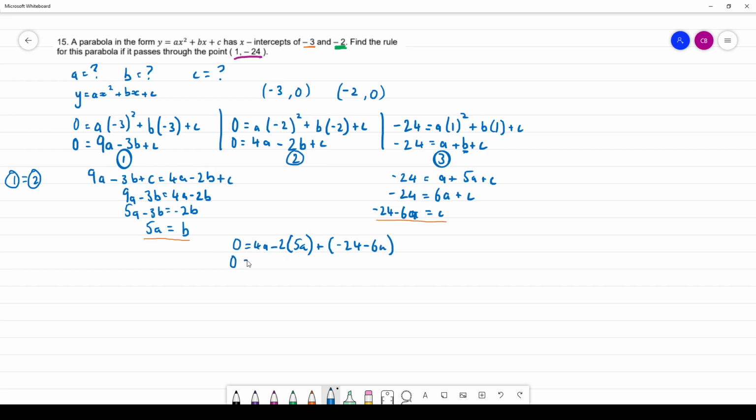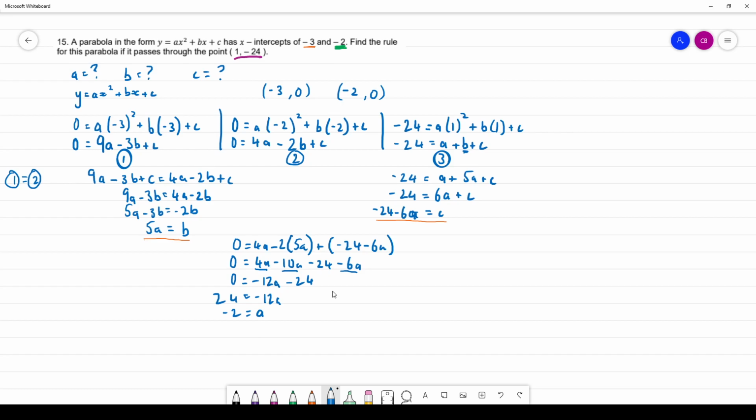I can work this out. 0 equals 4a minus 10a minus 24 minus 6a. Okay, this is looking pretty promising. 0 equals 4 minus 10, that gives me a negative 6, and I'm doing a negative 6 as again, so all of these a values combined, that'll give me negative 12a minus 24. I can rearrange this, add 24 to both sides, and then I can divide both sides by negative 12, which will give me a negative 2 equals a.